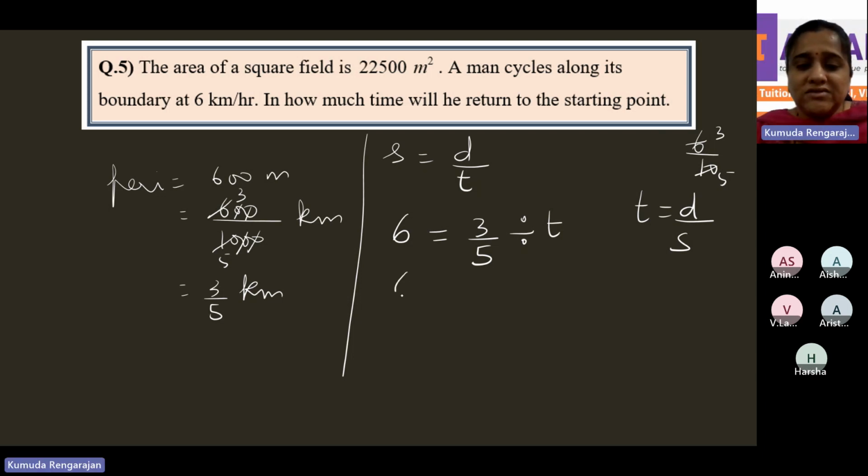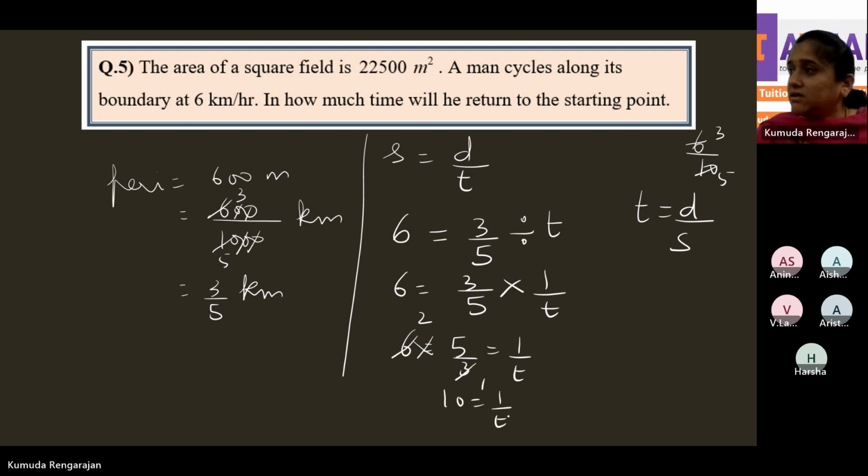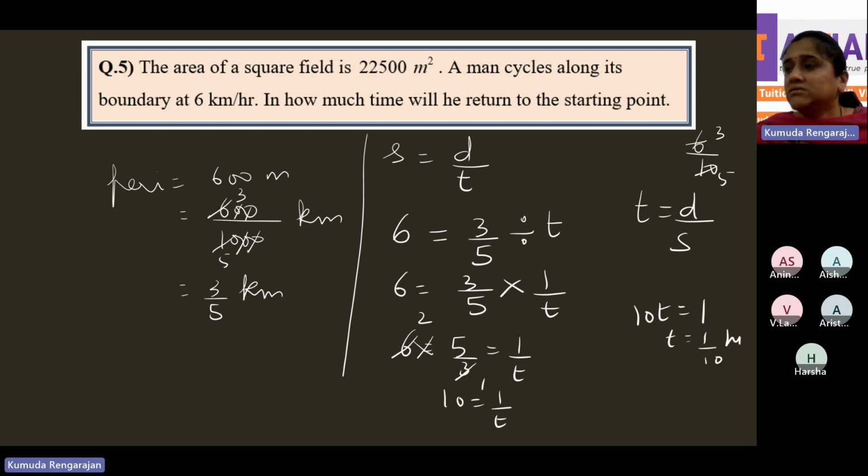Okay, so now what happens? 6 is equal to 3 by 5 divided by t. Whenever you have this division symbol, convert it to multiplication first. So 6 is equal to 3 by 5 into 1 by t. Now 6 into 5 by 3 is equal to 1 by t. So 3 ones are 3, 2 threes are 6. So 10 is equal to 1 by t, correct? Cross multiply, you get 10t is equal to 1, or t is equal to 1 by 10 hours.